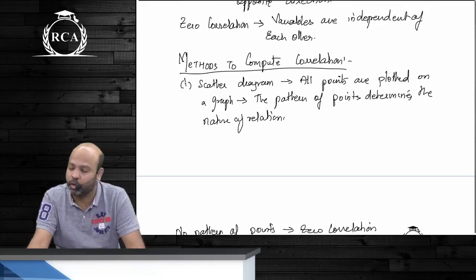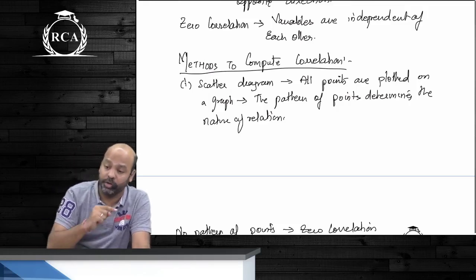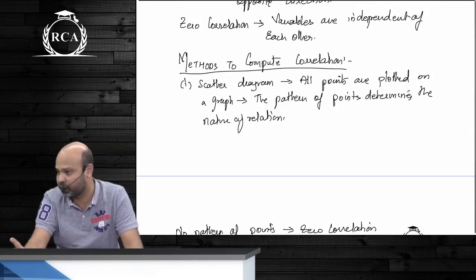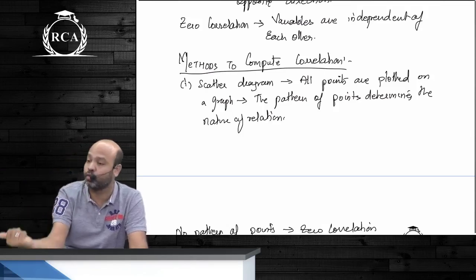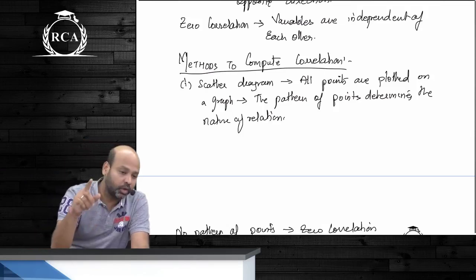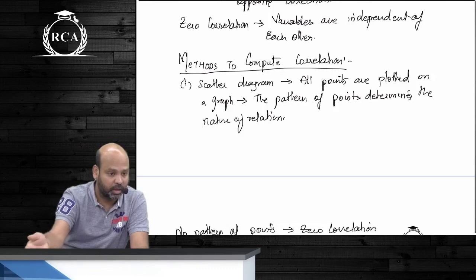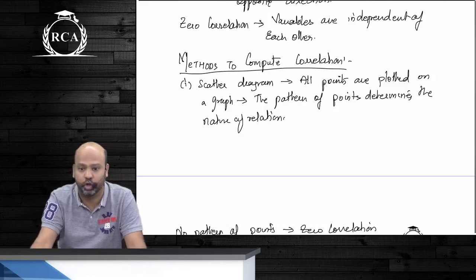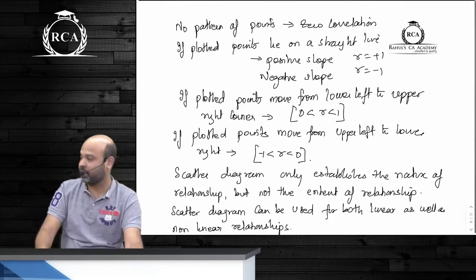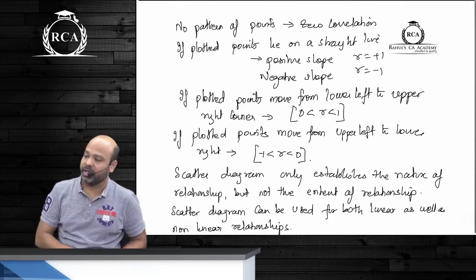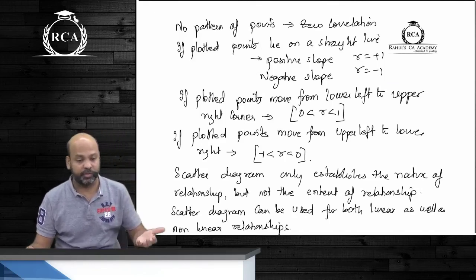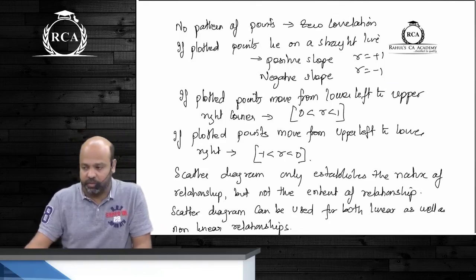If the pattern of the plotted points moves from lower left to upper right, that means it is positive correlation. If it is moving from upper left to lower right, it means it is negative correlation. If they are scattered all over the graph, which means there is no pattern, it would mean that there is zero correlation. If all the plotted points lie on a straight line, that means r will either be +1 or -1. If it has a positive slope, then it is +1. Negative slope, it is -1.